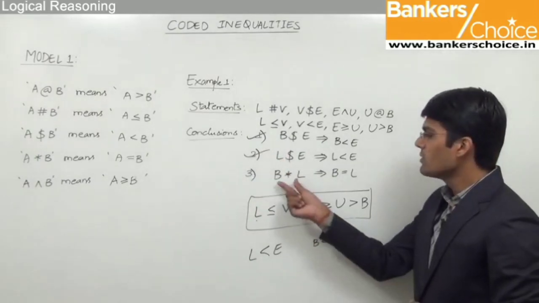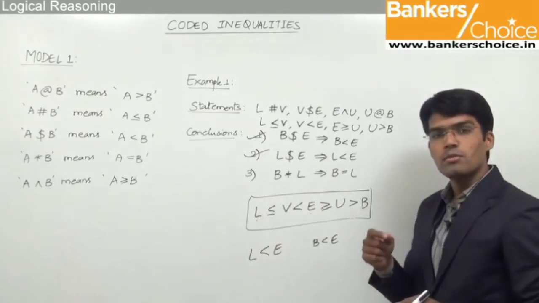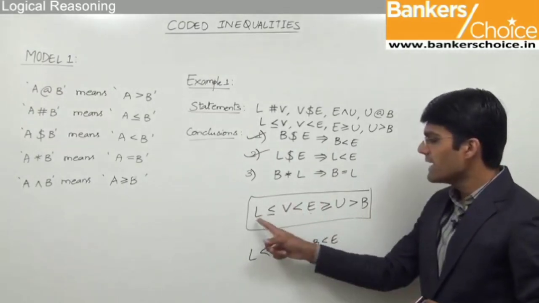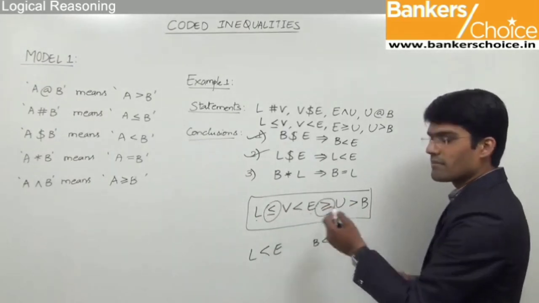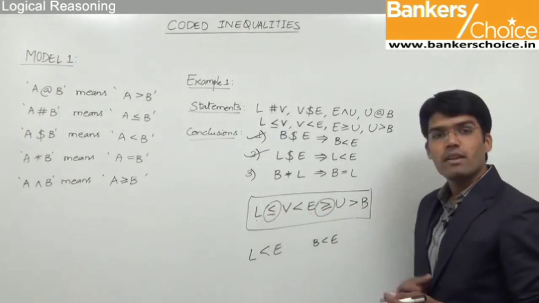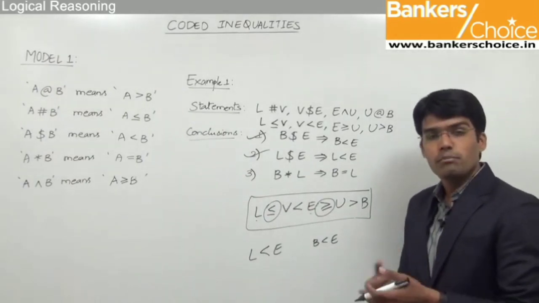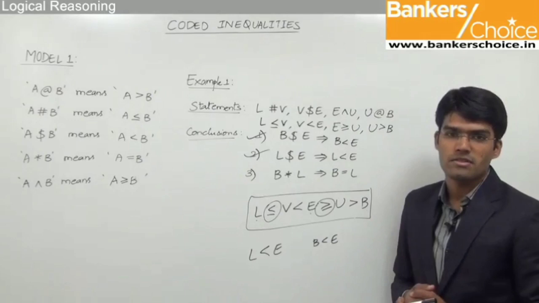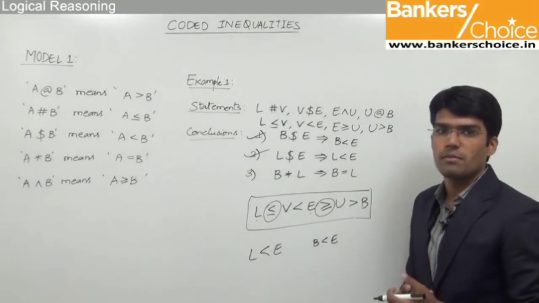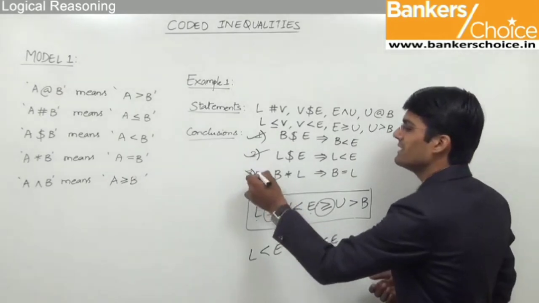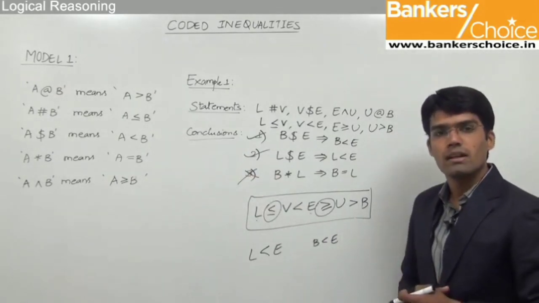The third and the last conclusion is B equals L. If we try to compare B and L here, we come to a conclusion that B and L cannot be compared, as we have dissimilar inequalities between them. So B and L cannot be compared. That means B can be less than L, B can be greater than L, or B can be equal to L. All the three cases are possible. Whereas the given conclusion says B is equal to L, which cannot be true. So conclusion number 3 is false. So our answer for this question should be 1 and 2 are the two conclusions.